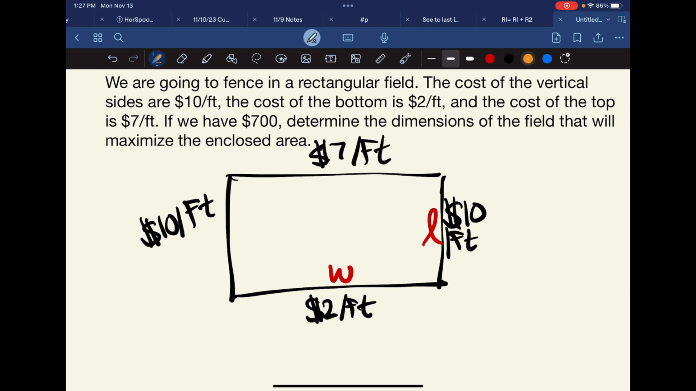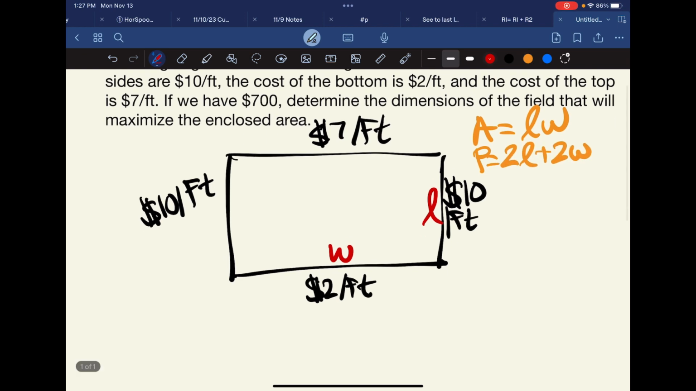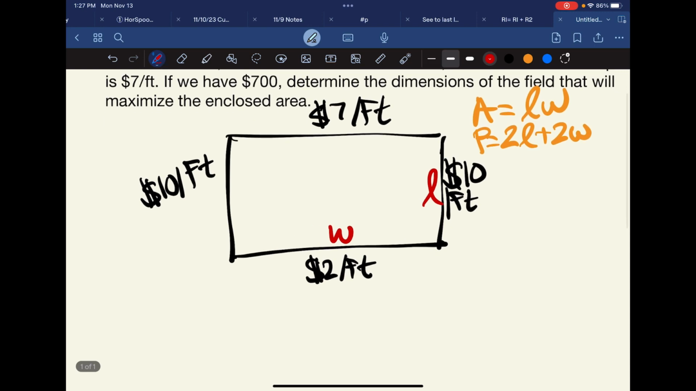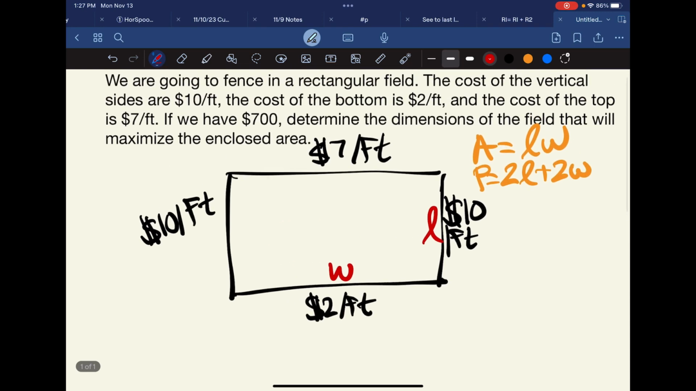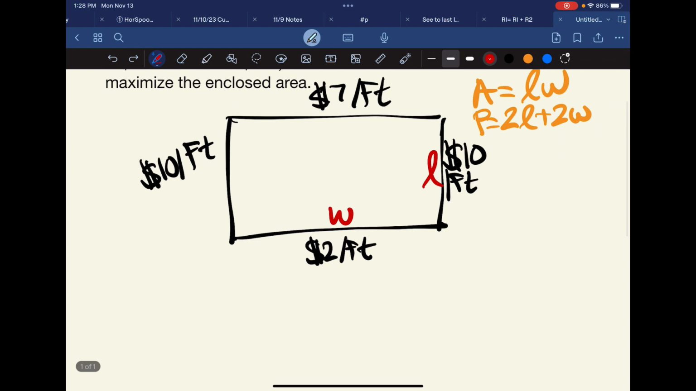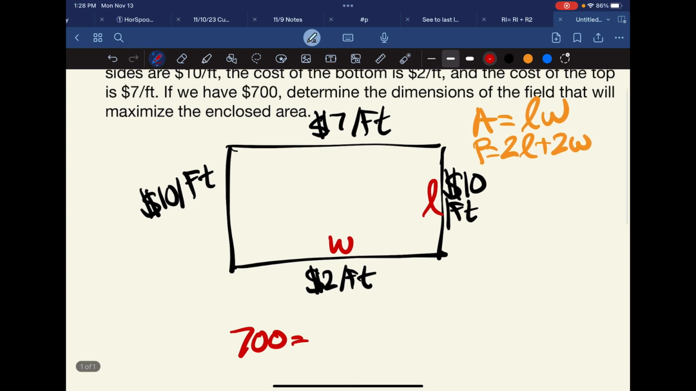And we can remember our relevant formula for rectangles, right? The area of a rectangle is just length times width. And the perimeter of a rectangle is 2 times the length plus 2 times the width. So both of these formulas are going to be relevant. So, and we have $700 total to enclose it. So that's $700 to spend on fencing. Fencing is with relation to the perimeter, right?